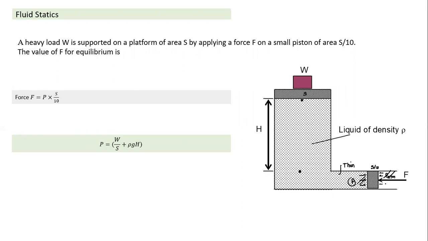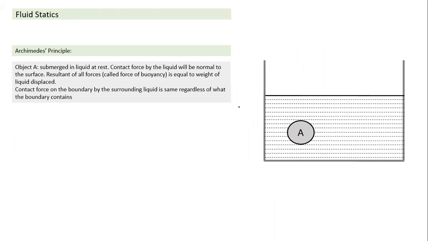Outside gauge pressure is 0. Inside gauge pressure is positive. Inside, the gauge pressure is equal to weight by S, that is weight by area, into rho g h. That's the pressure. Multiply by S by 10, and that is the force I need to apply to hold it in equilibrium.